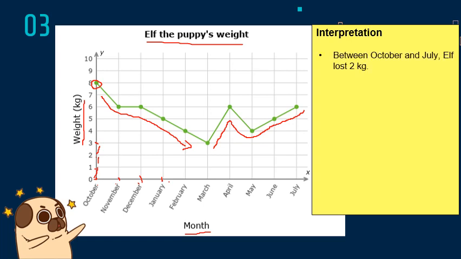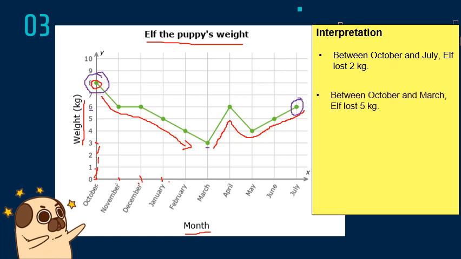So firstly, between October and July, Elf lost 2 kilograms. So we started off with October at 8 kilograms, and the end point is July, and he's got 6 kilograms because I just tracked that across. So overall, in this whole time period, he's kind of really only lost 2 kilograms because he's put on this weight in this kind of second half.